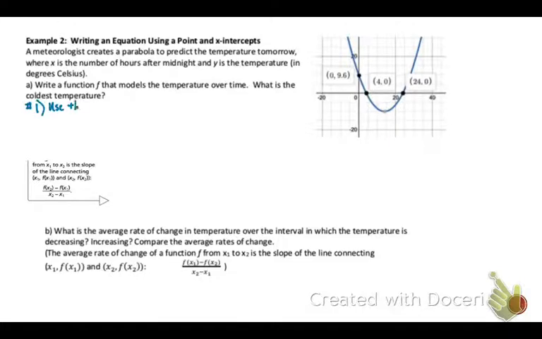So the first thing we want to do is to use the x-intercepts, p and q, we'll call them, and the point x and y, and plug those values into intercept form of a quadratic to find the a value that goes with this particular situation.